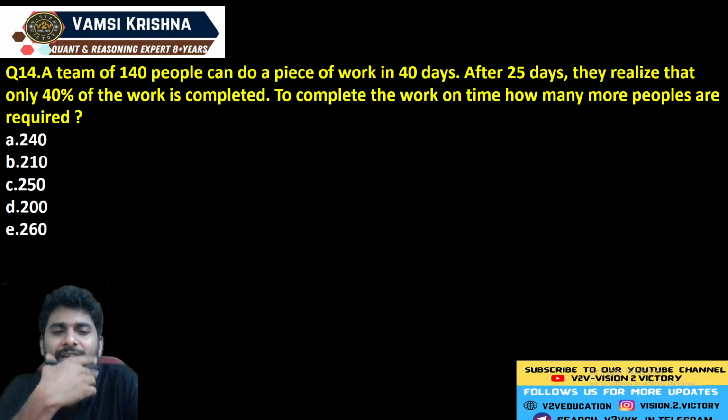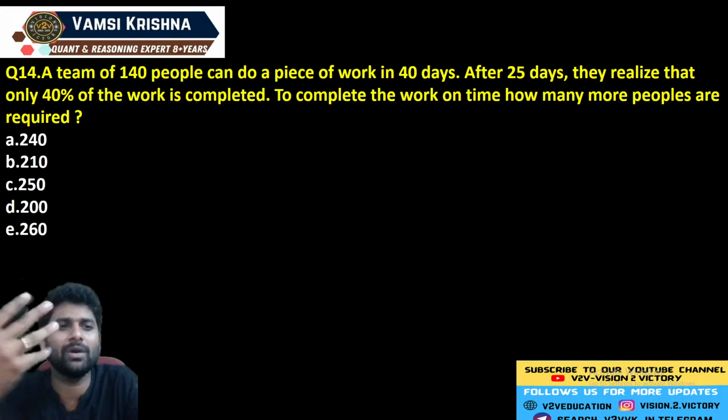So the next question. A team of 140 people can do a piece of work in 40 days. After 25 days, they realize that only 40% of work is completed. To complete the work on time, how many more people are required?